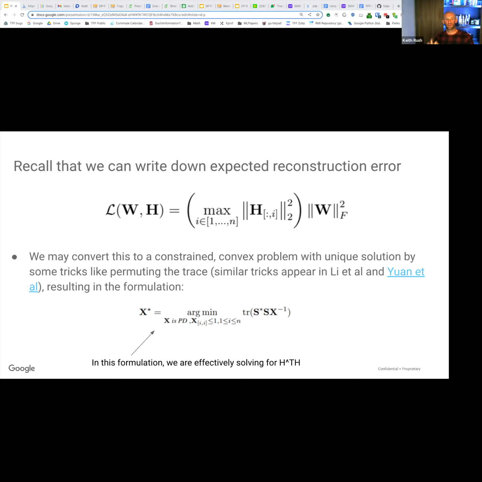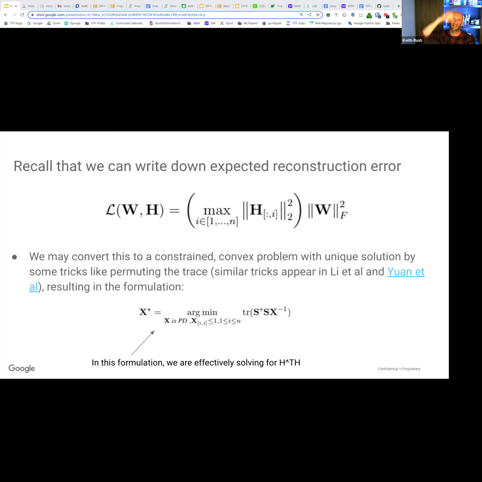The point is you can reformulate this problem in terms of basically H star H. Everything in our analysis is allowed to be complex, but you can think about it all as real if you want to be. So you can just formulate the problem like this. This problem is actually strictly convex over the space of positive definite matrices.